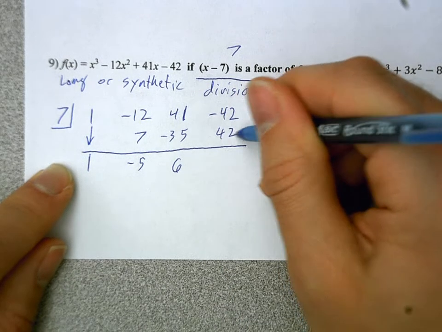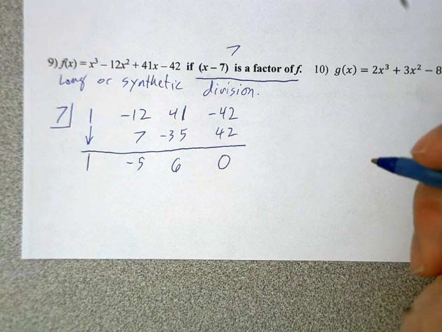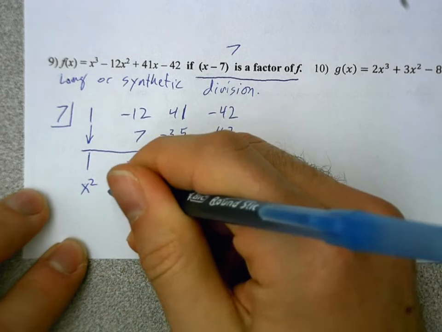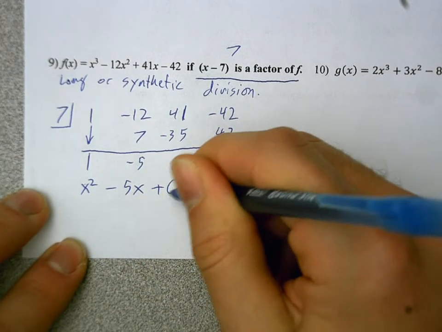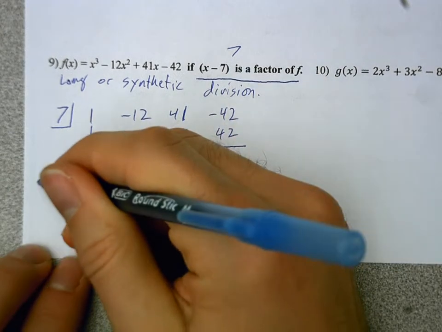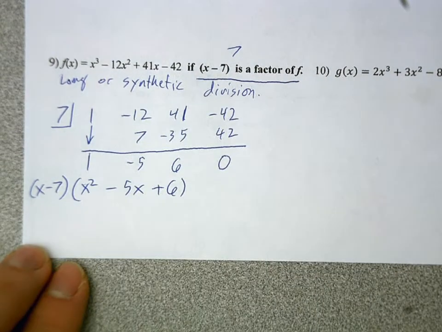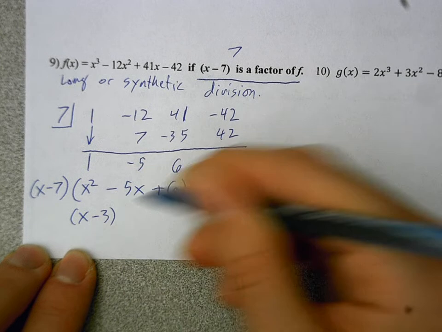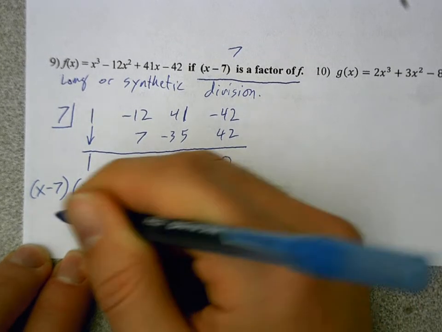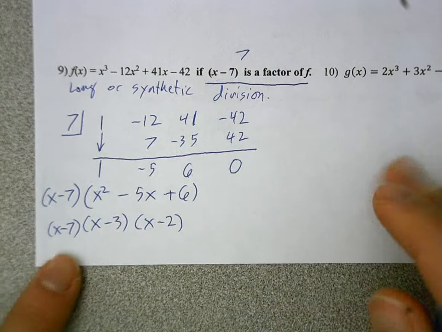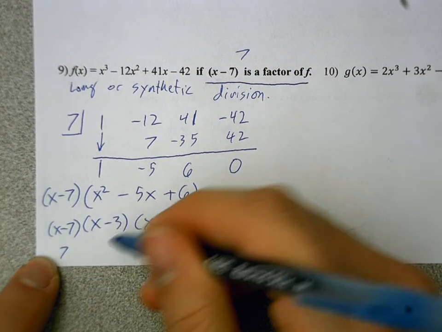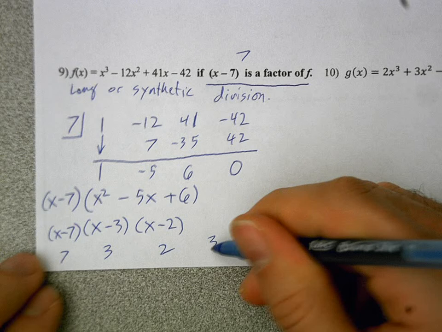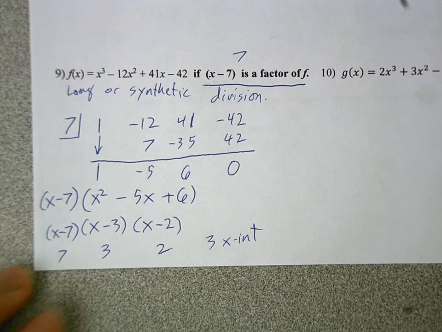6 times 7 is 42. 0, as it has to be. These 3 then are my coefficients: x squared minus 5x plus 6. Don't forget that this is still multiplied by that x minus 7 that we factored out. This then factors again: x minus 3, x minus 2. So I end up with a positive 7, a positive 3, and a positive 2 as my 3 x-intercepts. So those are the 3 types.